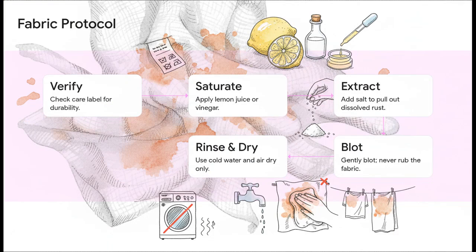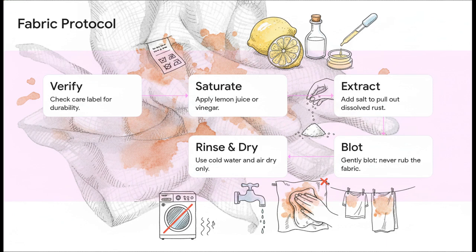Now, when it comes to textiles, your chemistry has to be exceptionally gentle but highly effective. You start by saturating the stain with mild organic acids. Lemon juice or white vinegar work perfectly to break down the iron oxide. Then you add table salt. The salt acts as both a mild abrasive and an absorbent to physically pull the dissolved rust right out of the fibers. You blot it, never rub, because rubbing just pushes the stain deeper.